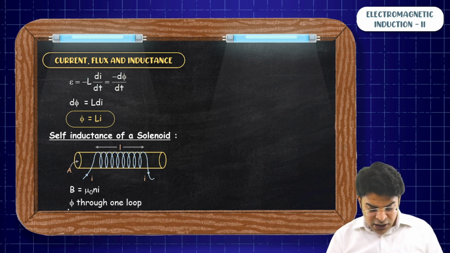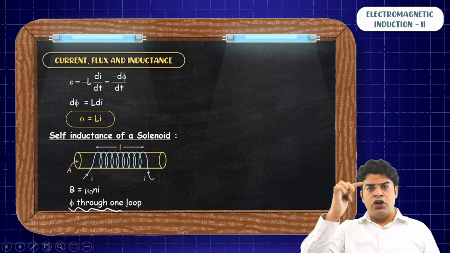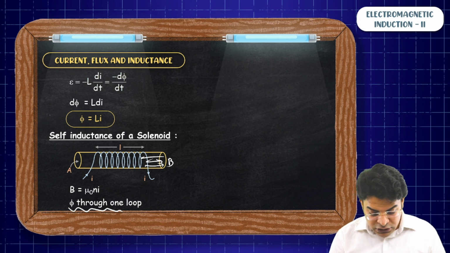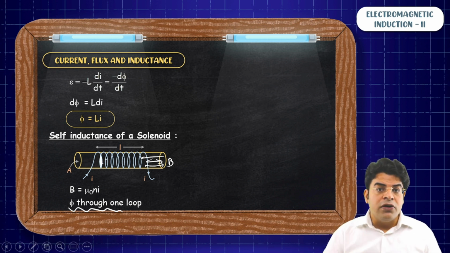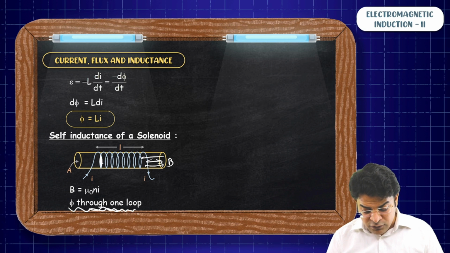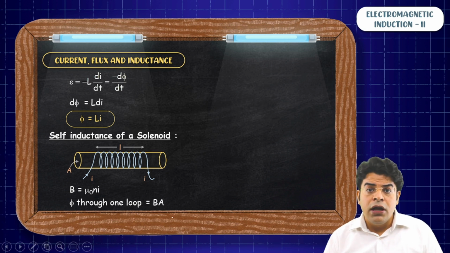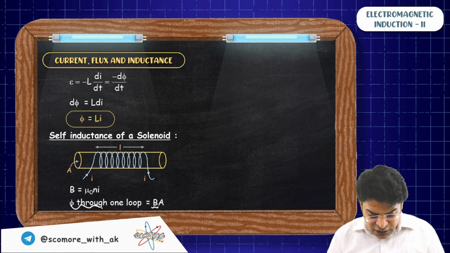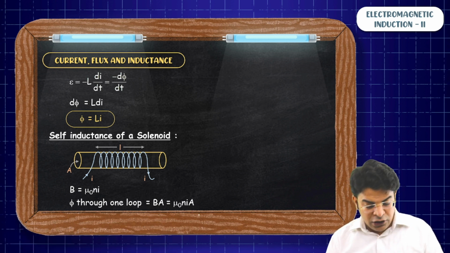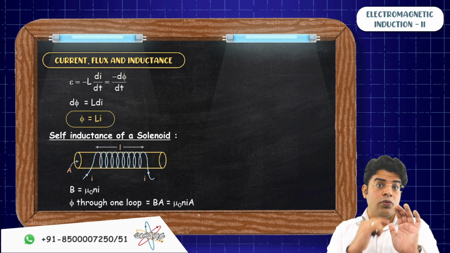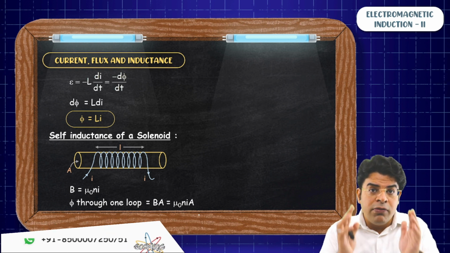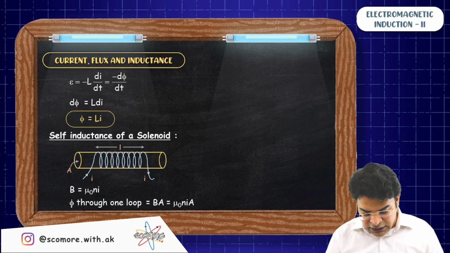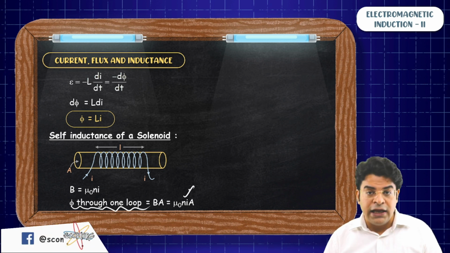Now you can say that the flux linked with one turn of the solenoid has to equal the magnetic field strength times the cross-sectional area of one turn. So the flux linked with one loop will be equal to BA. And in place of B, you can substitute μ₀nI. So the flux linked with one loop will be μ₀nI times A. This will be the flux linked with one loop on the solenoid. Our mission is to determine the inductance of the entire solenoid, right? So the flux linked through one loop is μ₀nIA.